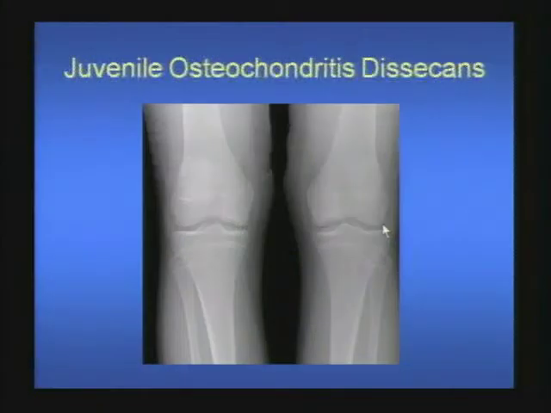Next is another common case encountered in our practice in a child presenting with lower extremity pain, of juvenile osteochondritis dissecans. This is a classical case of bilateral juvenile osteochondritis dissecans with osseous defect in the lateral aspect of the medial femoral condyle bilaterally, more so on the right side, with some sclerosis of the subchondral bone.